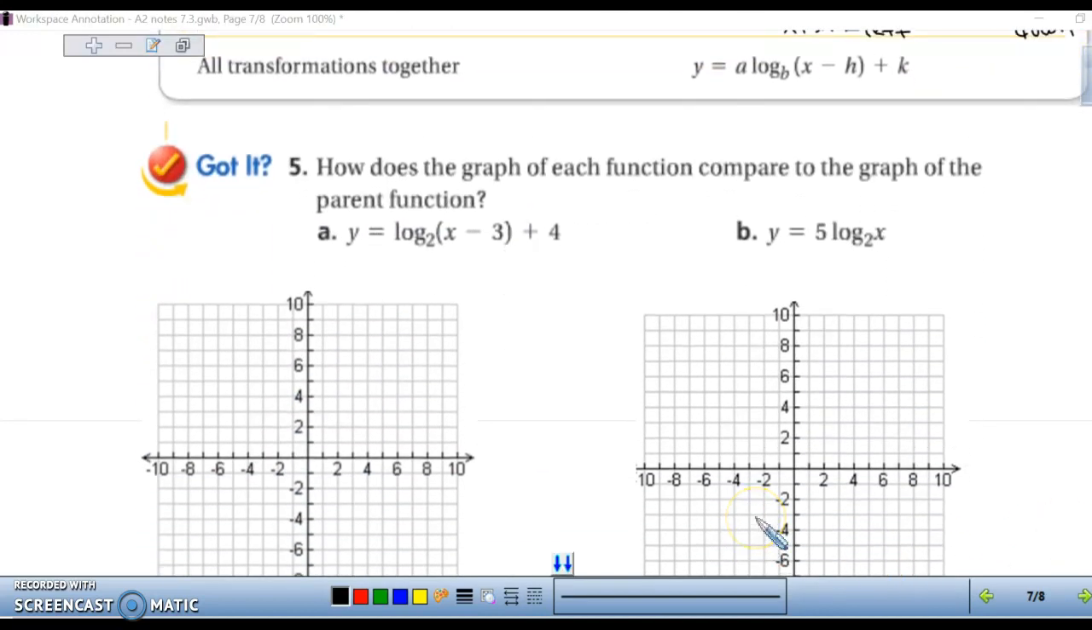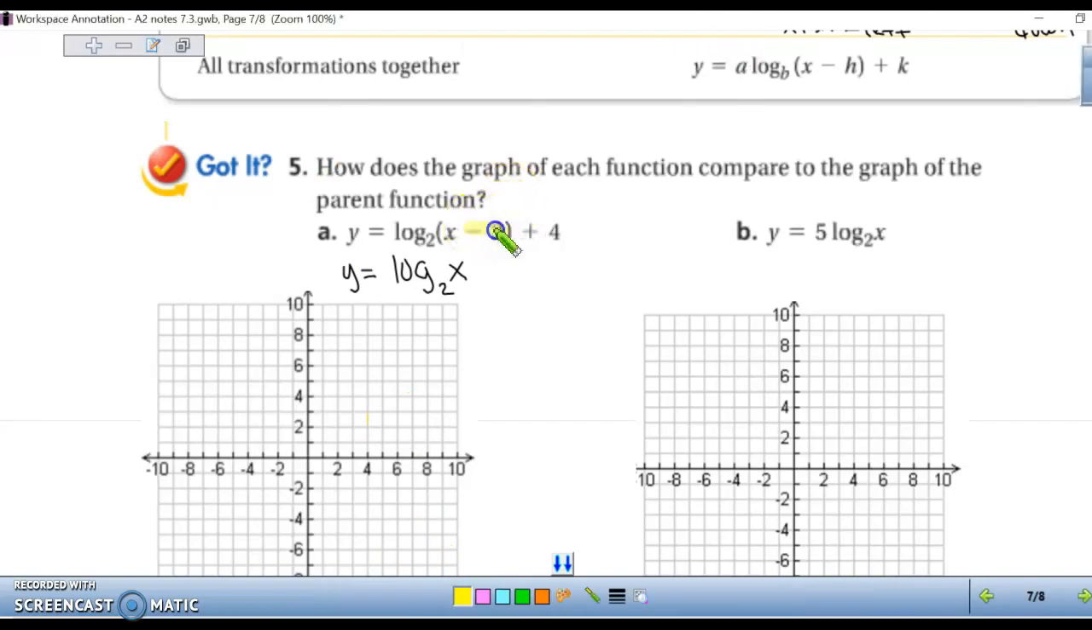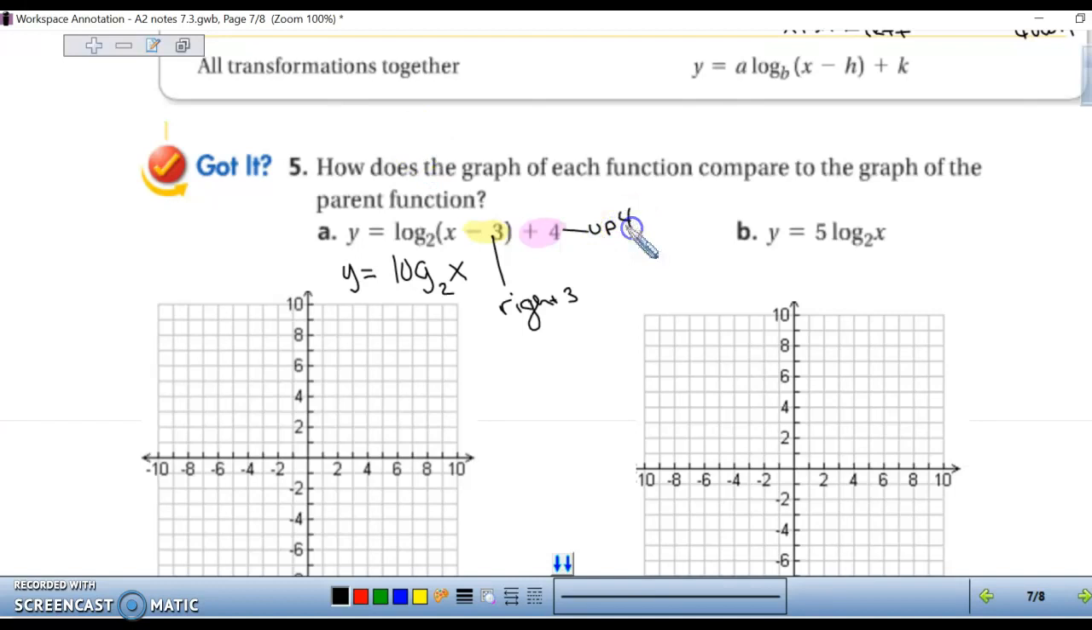In number 5, we need to compare the graph to the parent function. So let's first talk about the parent function. If we have log base 2, then log base 2 of x is our parent function. So how are these two functions different from each other? Well, we have this minus 3 inside the parentheses, and we have the plus 4 on the outside. So the minus 3 is going to move your graph to the right 3, and plus 4 is going to move your graph up 4.